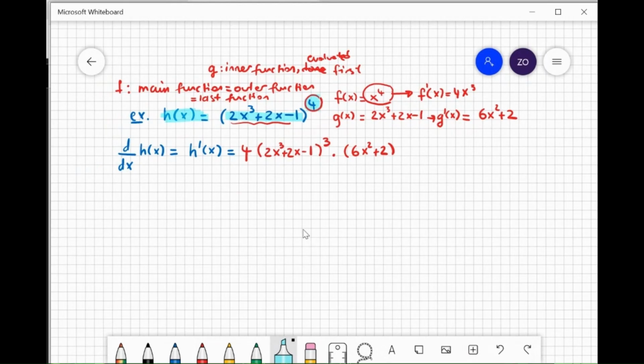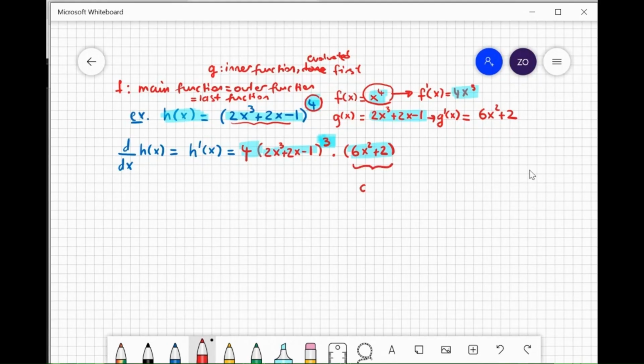Okay, so there are two functions involved. One is the polynomial, the inner function, and one is the x to the fourth function, the outer function, which is done last. So find the derivative of the outer function, right? So 4x cubed, but evaluate it at that value of the inner function. So plug in the inner function itself and multiply this with the derivative of the inner function.